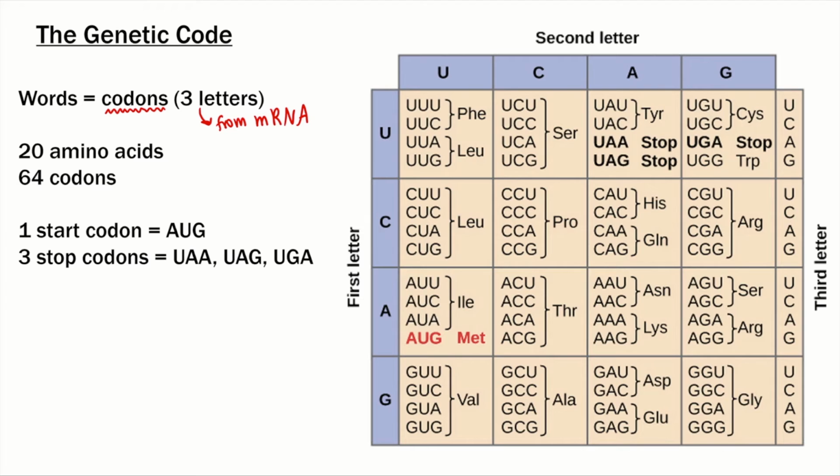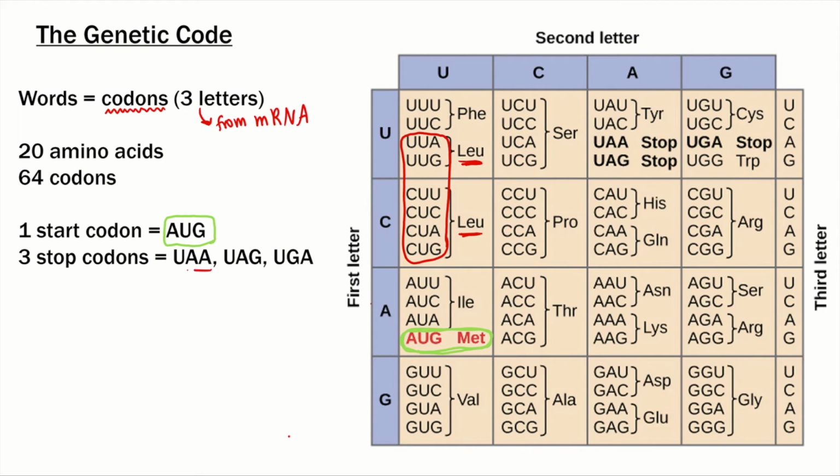So what does this mean? This means that multiple codons can code for the same amino acid. For example, we can see up here that we have 6 different codons that code for the same amino acid, leucine. We can also see that we have one start codon, which we talked about before. This is AUG. So this codes for the amino acid methionine, and this AUG is what gets the process started.